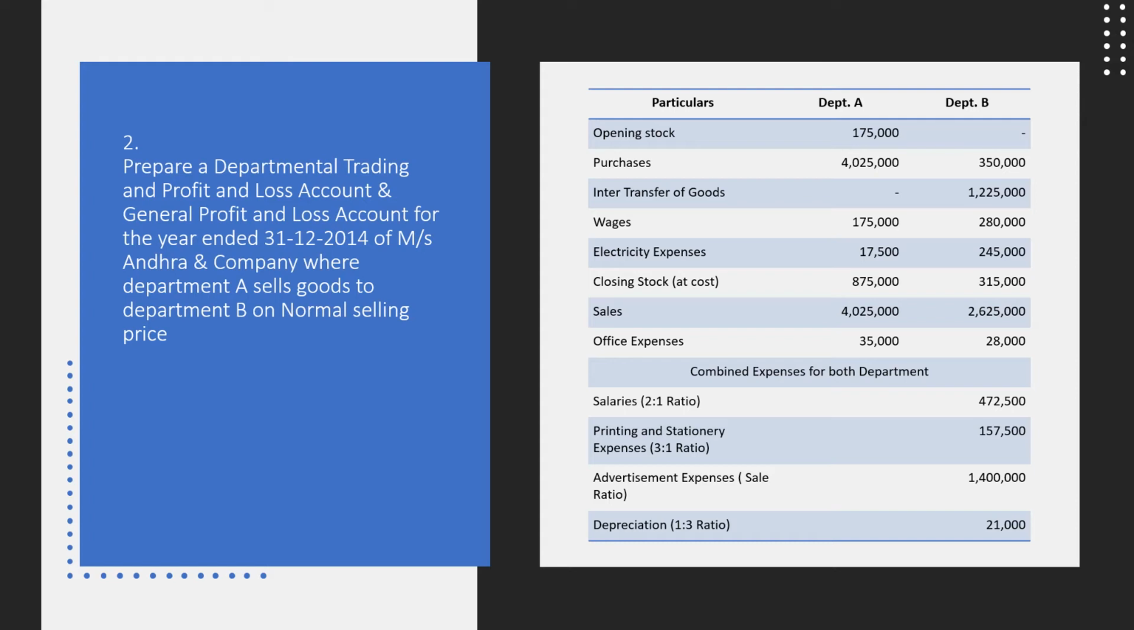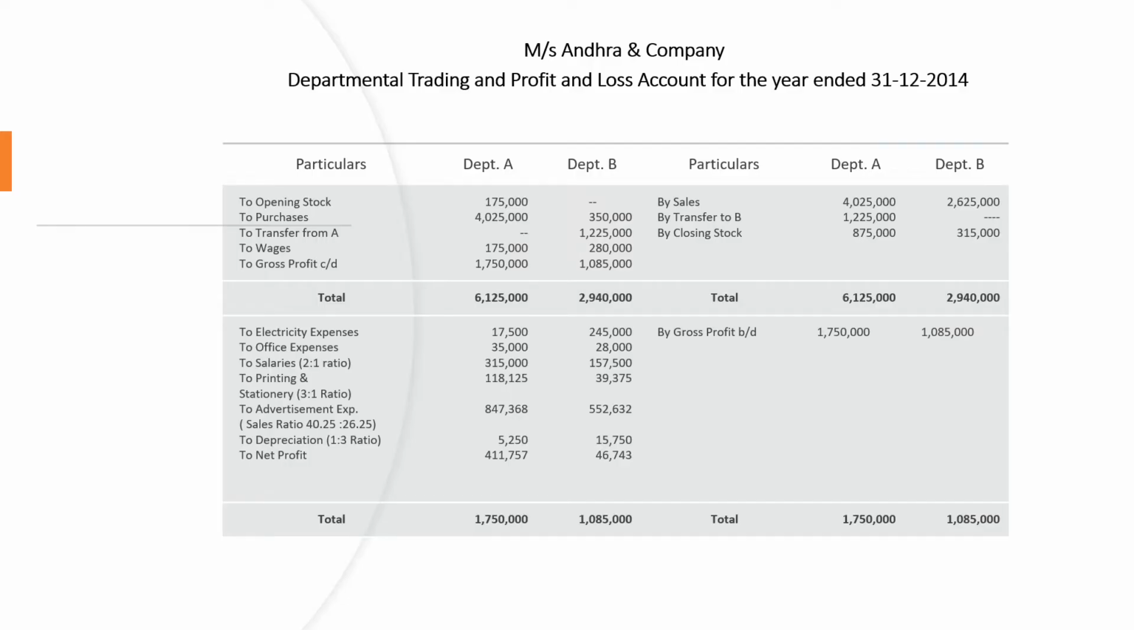Opening stock is given, then purchases are given for the departments, inter-transfer of goods, wages, electricity expenses, closing stock, sales, office expenses. Then there are certain combined expenses for both departments, and you have to divide them in a particular ratio. The ratio is directly given: salaries are to be divided 2:1, printing and stationery 3:1, advertisement in the sales ratio, that is 4025 and 2625. But you have to check the inter-transfer of goods, because that also includes the sales of department A. Then depreciation is directly given. Now let's see, is there any adjustment given? No, there are no adjustments.